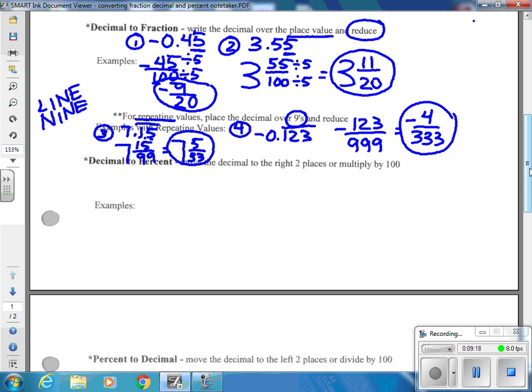All right, for the next section, you're going to go from decimal to percent. And if you can read through here, the way you do that is to move the decimal to the right 2 places, or if you want to use a calculator, you can multiply by 100. Most of us can move the decimal just fine, right?